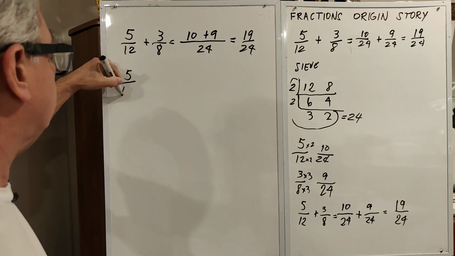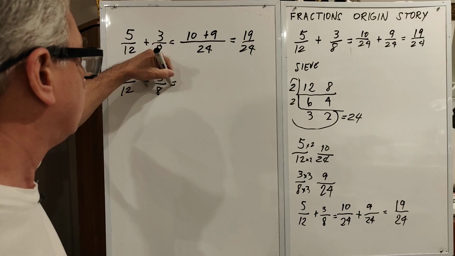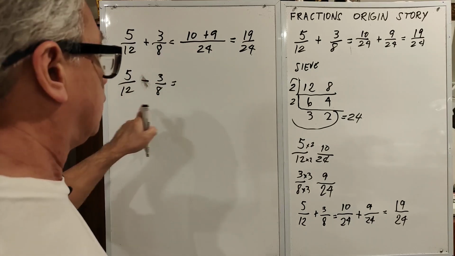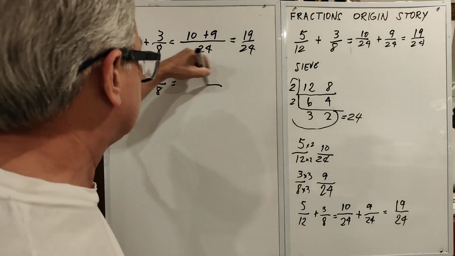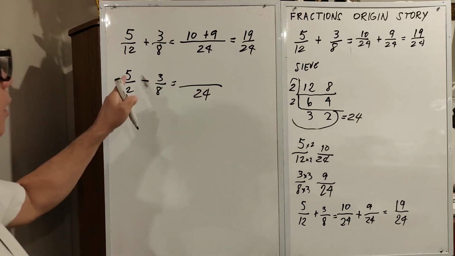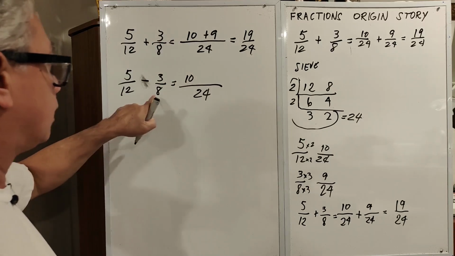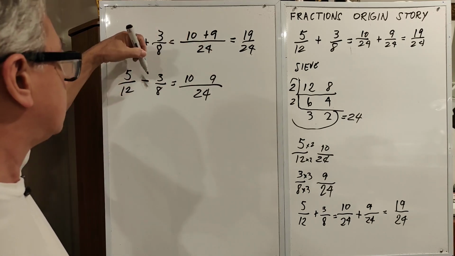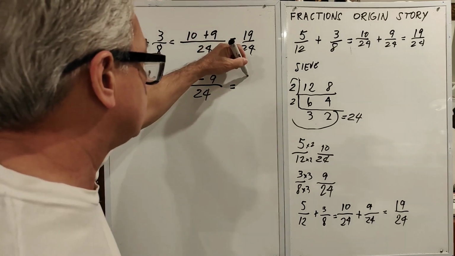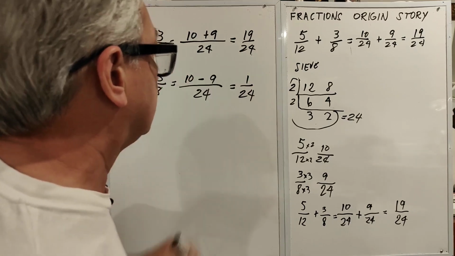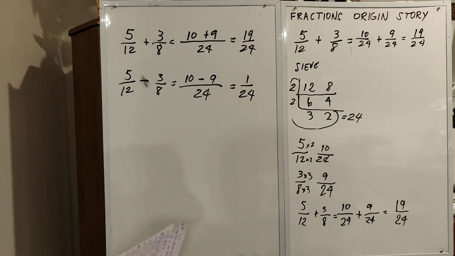So if you have 5 over 12 minus 3 over 8, you have to use the math sieve to get the common denominator. You would still get 24. You still do this computation, 24 divided by 12 is 2 times 5 is 10. 24 divided by 8 is 3 times 3 is 9. But instead of addition, this is subtraction, so this becomes subtraction. 10 minus 9 is 1 over 24. So this is the shortcut of adding and subtracting fractions with different denominators.